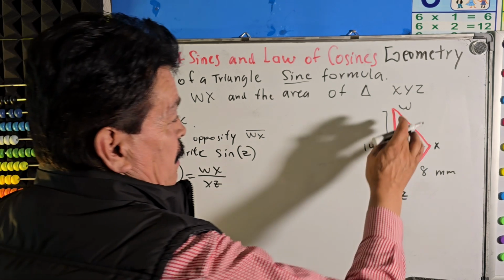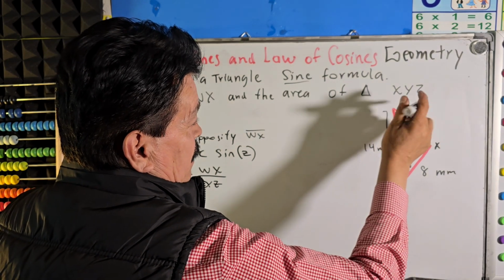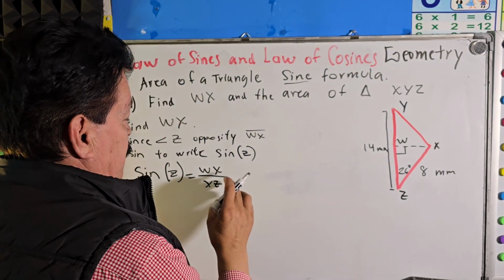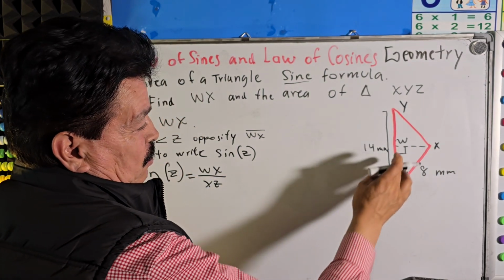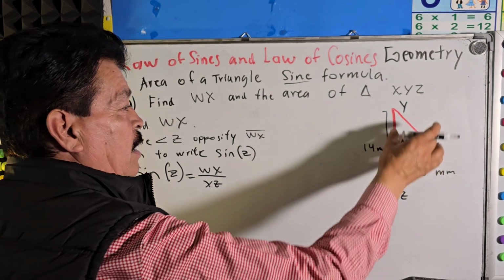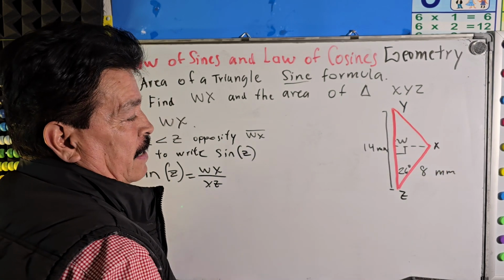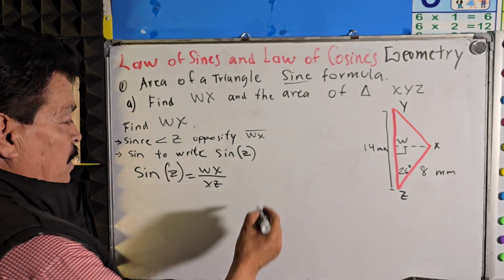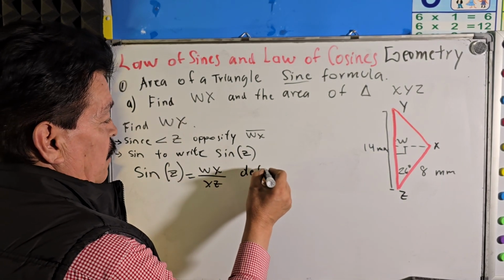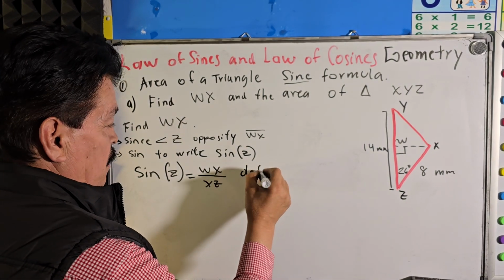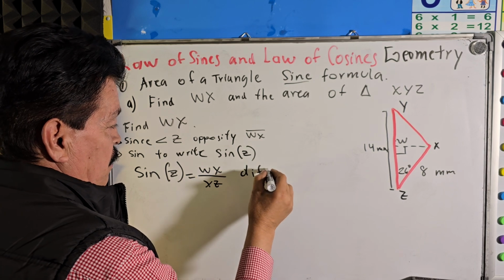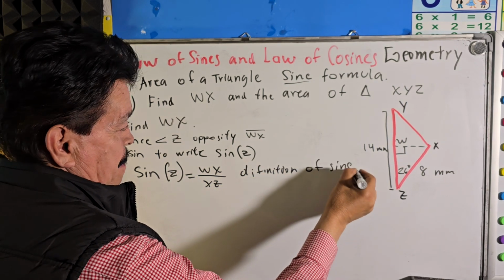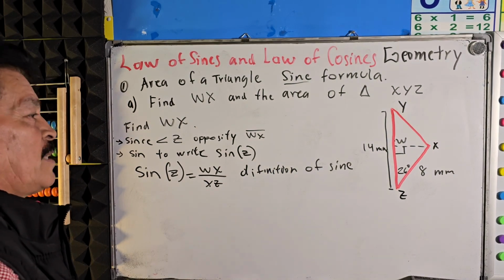I got confused. We need the height right here. This divides the triangle into two triangles. This is the definition of sine. It's the first step, the definition of sine.